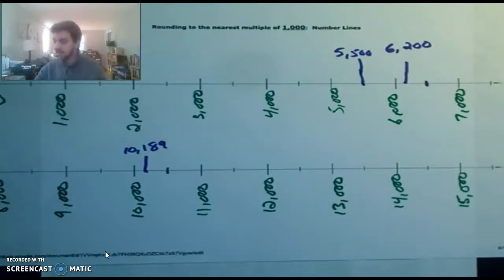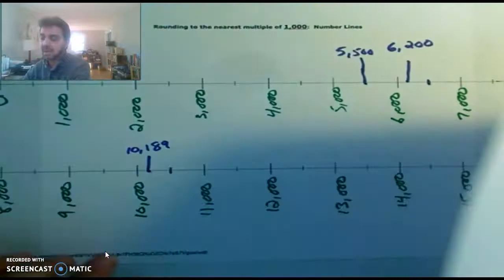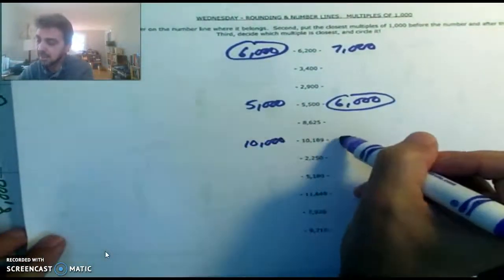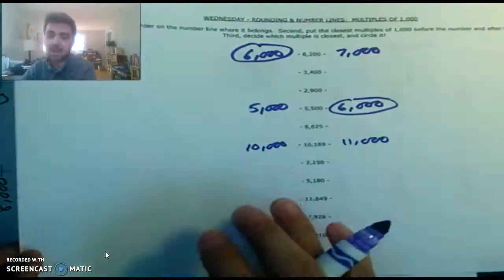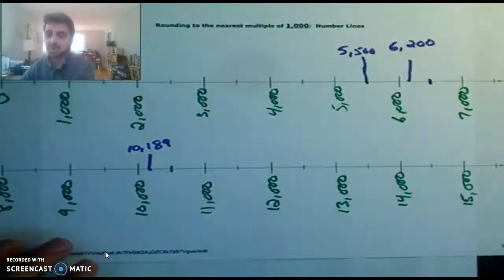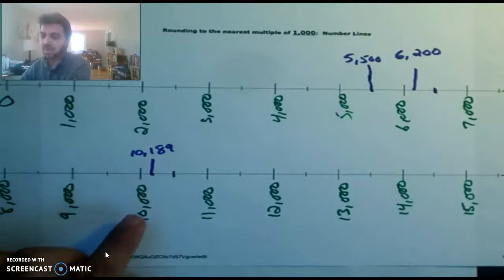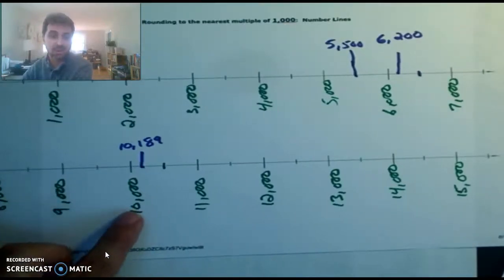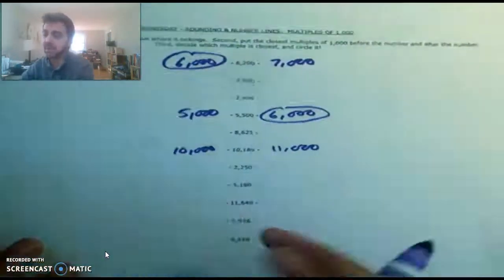So it's between 10,000 and 11,000. So I'll write that down. But it's clearly a lot closer to 10,000, right? You can see it. It's closer. It's only 189 away. That's pretty close. So we're going to circle 10,000.